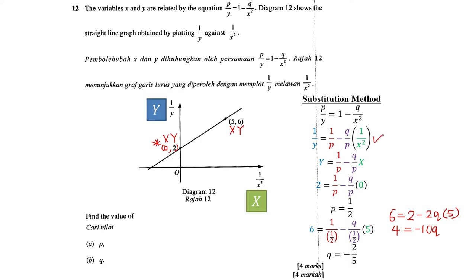1 mark given to the linear form. 1 mark given either you substitute the point 0, 2 or 5, 6 inside. 1 mark for p, 1 mark for q.